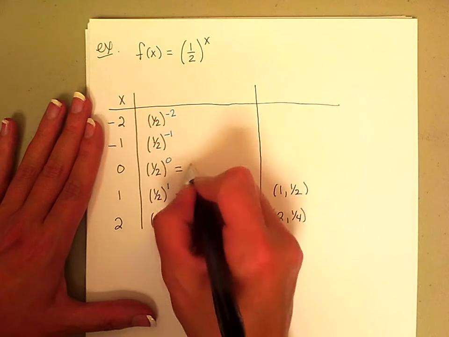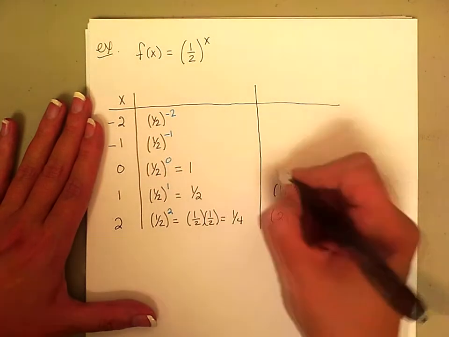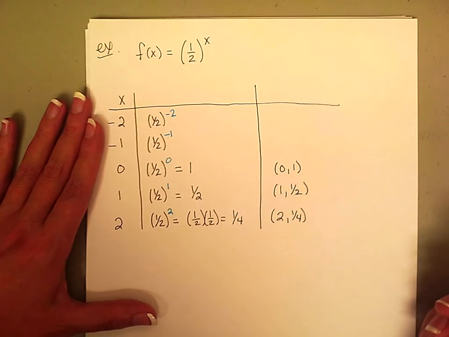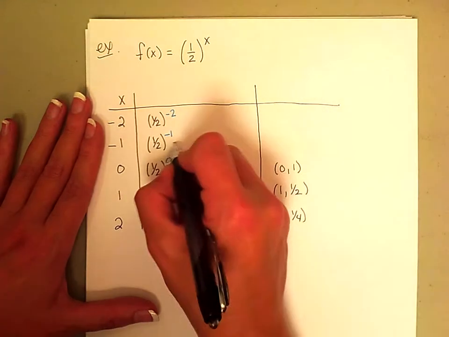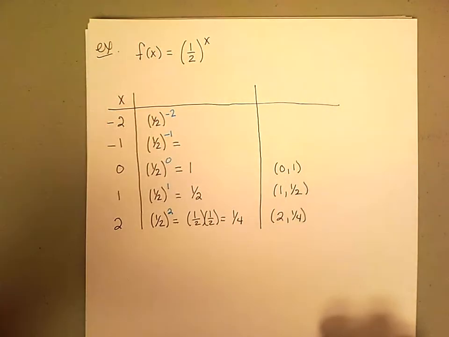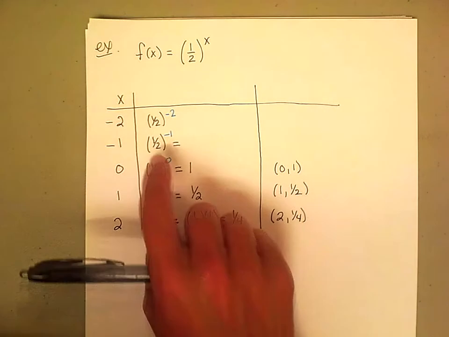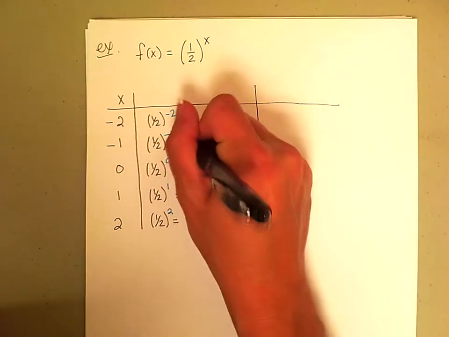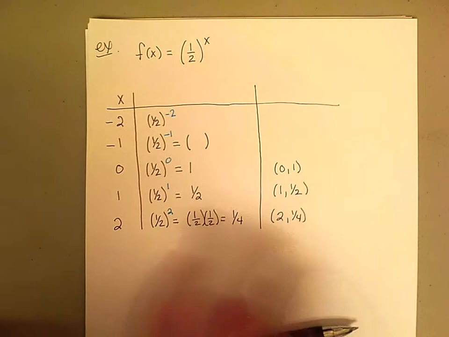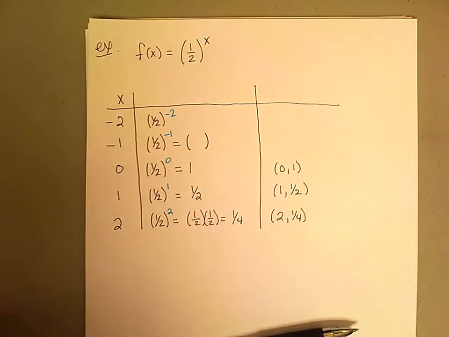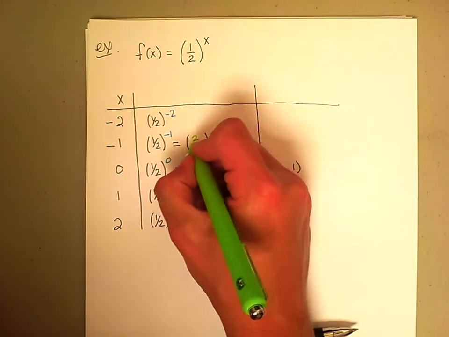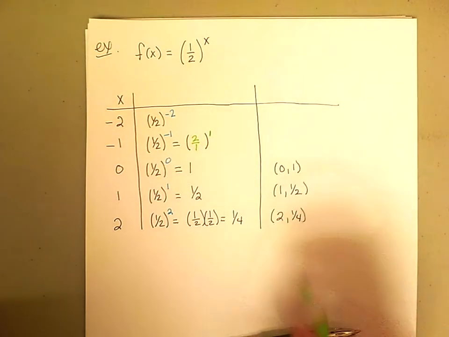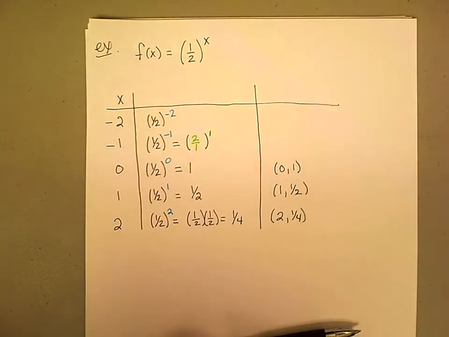Anything to the 0 power will be 1. And again, we have this point 0, 1. Now we have to remember our rules of exponents. If you have a fraction raised to a negative exponent, that's the same thing as taking the reciprocal of our rational number and now raising it to the positive power.